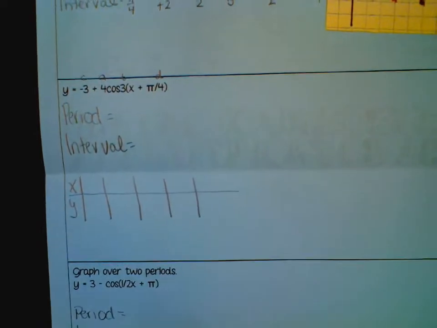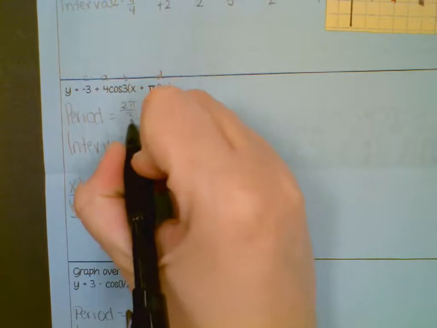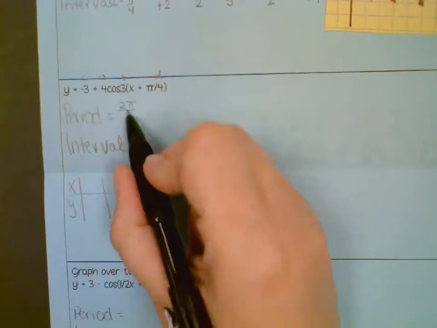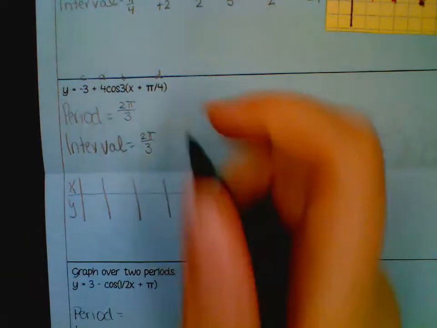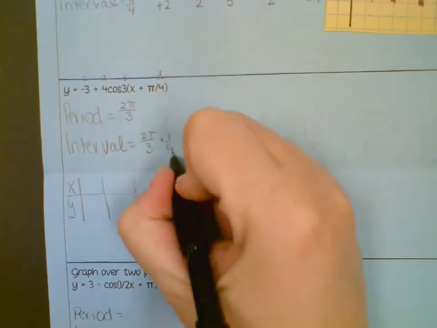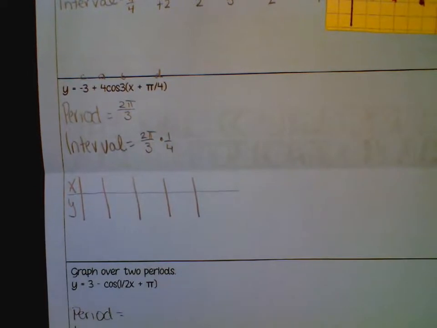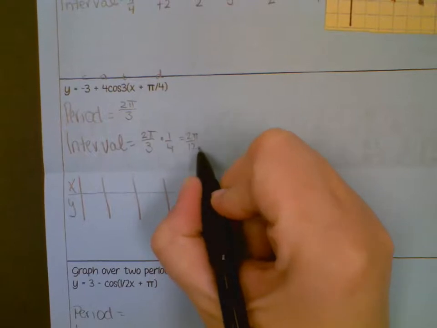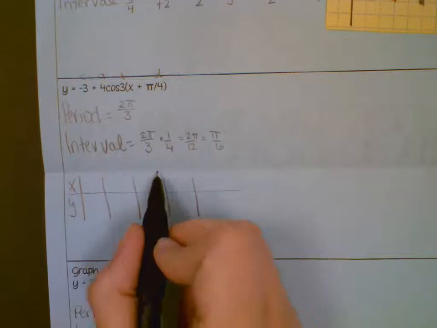So our first thing we need to do is find our period. Remember, that's 2 pi over B. So the period is 2 pi over 3. And then to find our interval, we divide that by 4, which remember we talked about is the same thing as multiplying by 1/4, which I would do if you already have a fraction for your period, because it makes it simpler. So we would get 2 pi over 12, which can be reduced to pi over 6. So we're going to jump pi over 6 each time.